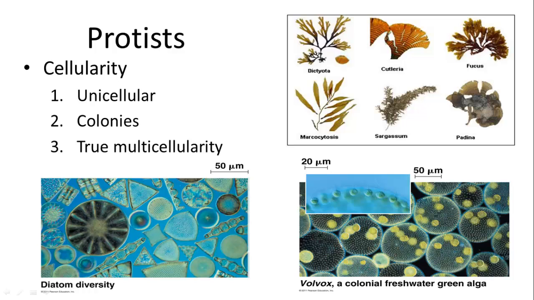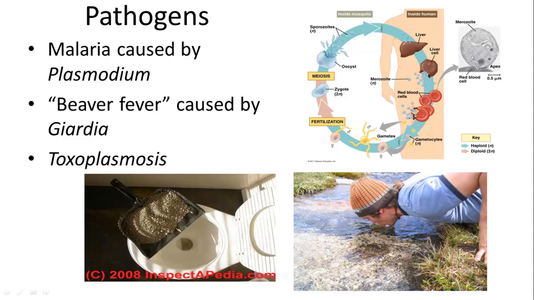Protists can also be unicellular, colonial, or multicellular. So we have algae, which form plant-like multicellular organisms. We have volvox, which look multicellular but are actually a colony of unicellular organisms. And here are some diatoms that are also unicellular. They also can cause human diseases, so some of them are pathogens.